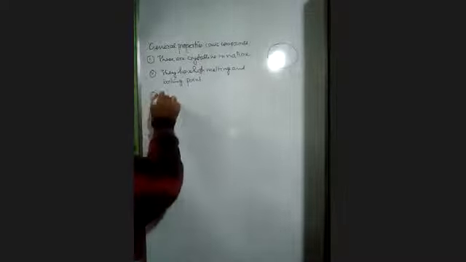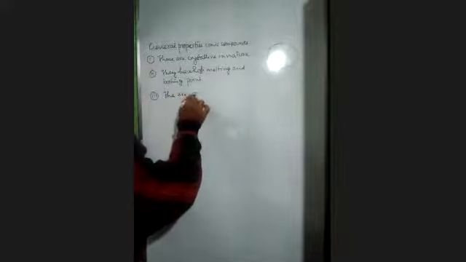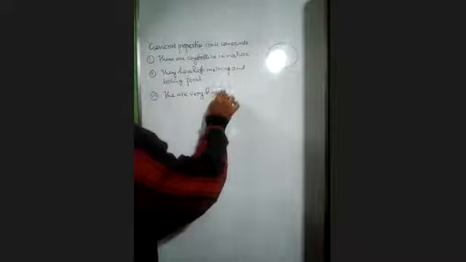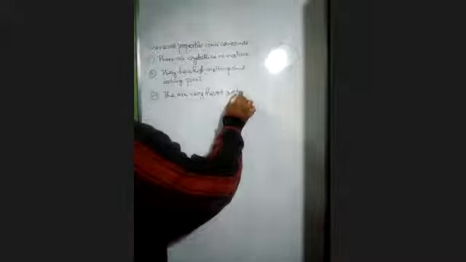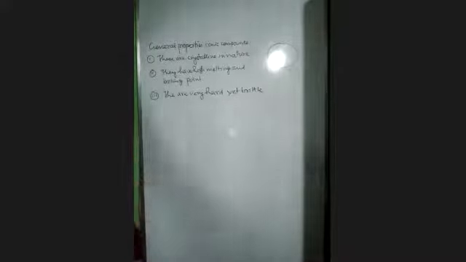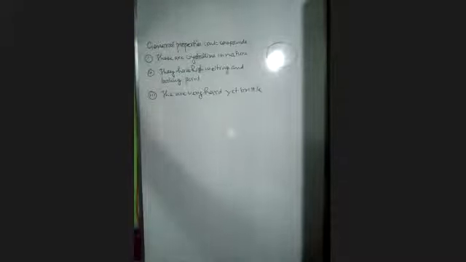Third, these are very hard, yet brittle. See here, it seems to be just the opposite. Any hard substance we know is difficult to break. But we find ionic substances are very hard yet brittle. Why is it like this?